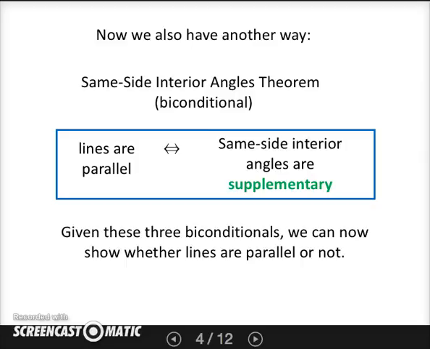Now, from class, we also have a third way to show that lines are parallel, because we showed that the same side interior angles theorem is also biconditional, so that if same side interior angles are supplementary, we now can conclude that the lines are parallel, because this statement runs both ways also. So given these three biconditionals, we can now show whether lines are parallel or not in several different ways.